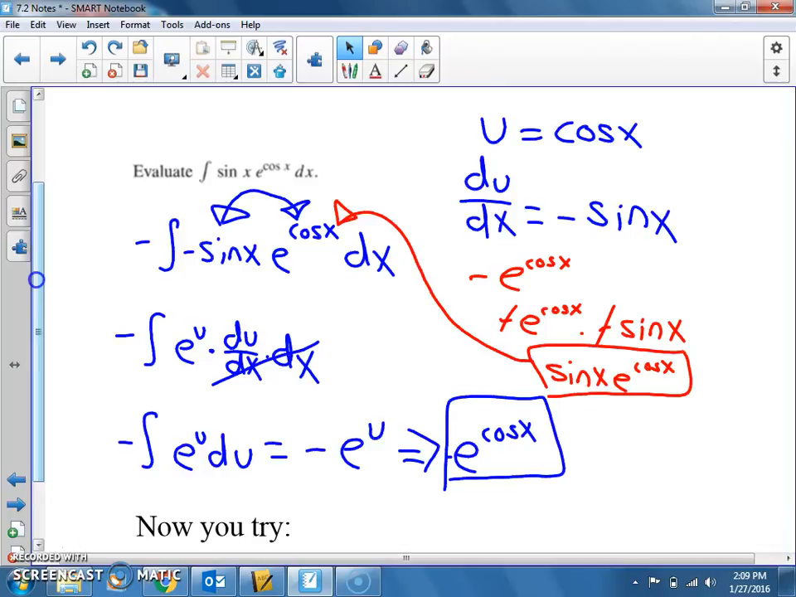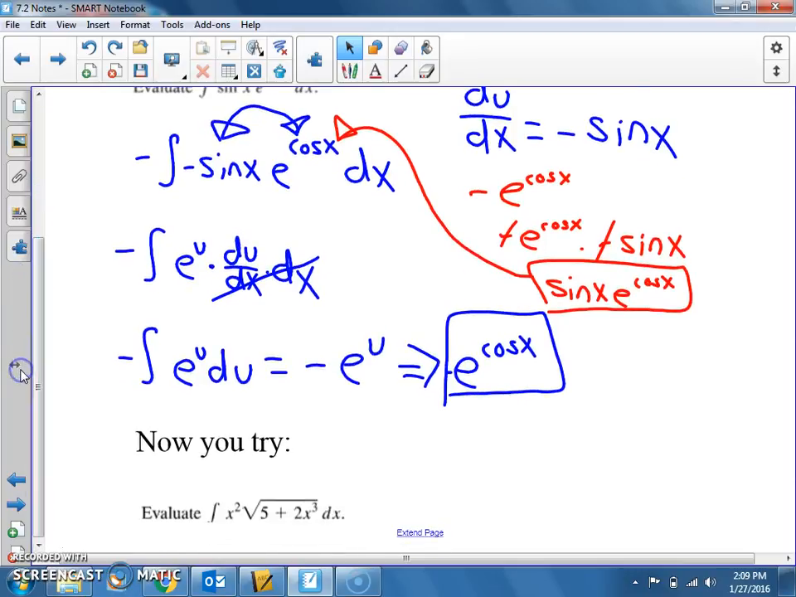Okay. And that's our substitution. So we have to look for a function and its derivative, and we have to make it into a way that we can take the antiderivative. Okay? It's not easy. This is different. I know you guys haven't seen this. It's pretty tough when you first start out. So we need the extra practice here.